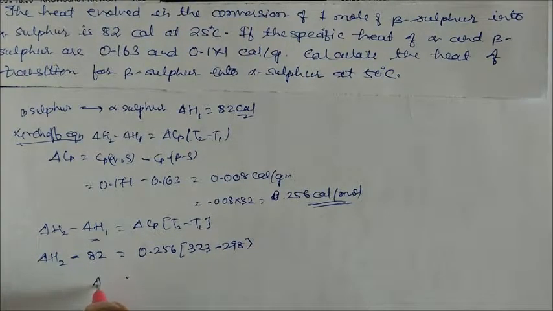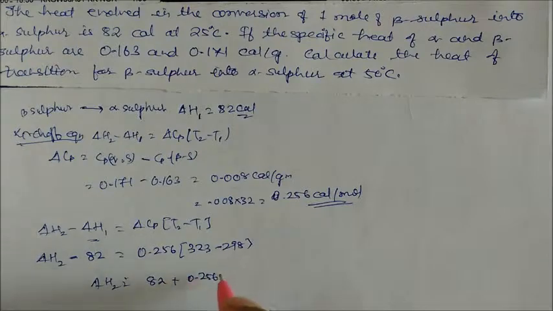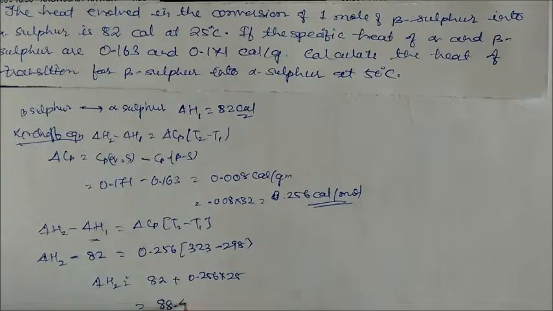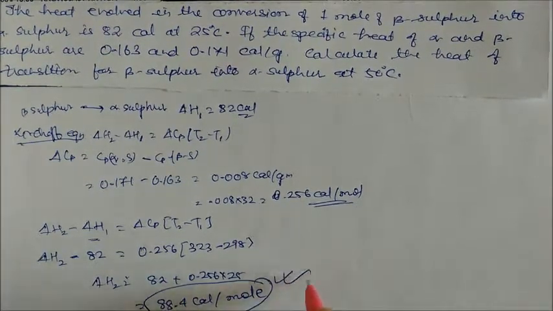So delta H2 will be nothing but 82 plus 0.256 multiplied by 25. This will be in calorie per mole. On solving we get 88.4 calorie per mole. So this is basically our answer.